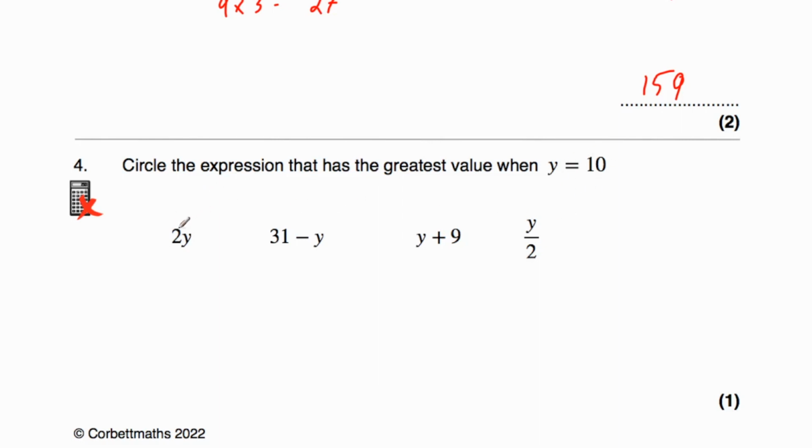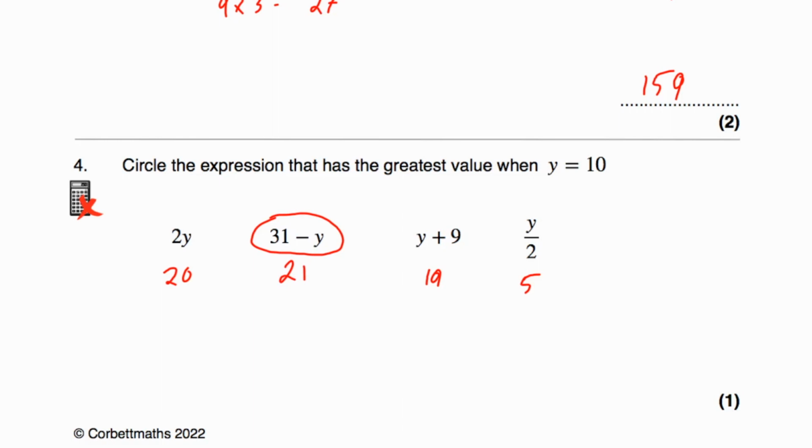2y means 2 times y, and y is equal to 10, so 2 times 10 would be 20. For 31 subtract y, y is equal to 10, so we've got 31 subtract 10, which would be 21. For y plus 9, that would be 10 plus 9, which is 19. And finally, the last expression, y divided by 2: 10 divided by 2 is 5. We've been asked to circle the expression that has the greatest value whenever y is equal to 10. The expression that has the largest value is 31 take away y. That's equal to 21, whereas all the other expressions have values that are less than 21.